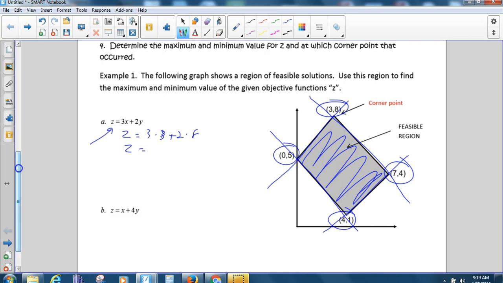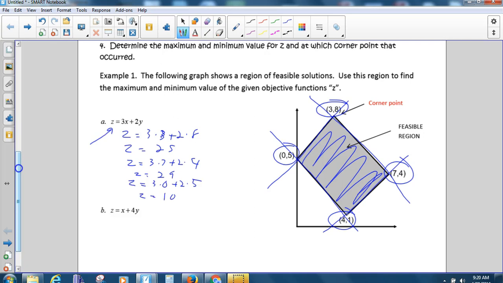So we're going to plug in (3, 8). Okay? z equals 3 times 3 plus 2 times 8. So z equals 9 plus 16, which is 25. (7, 4): z equals 3 times 7 plus 2 times 4. 21. z equals 21 plus 8, which is 29. We're going to plug in (0, 5). z equals 3 times 0 plus 2 times 5. So z is equal to 0 plus 10, which is 10.